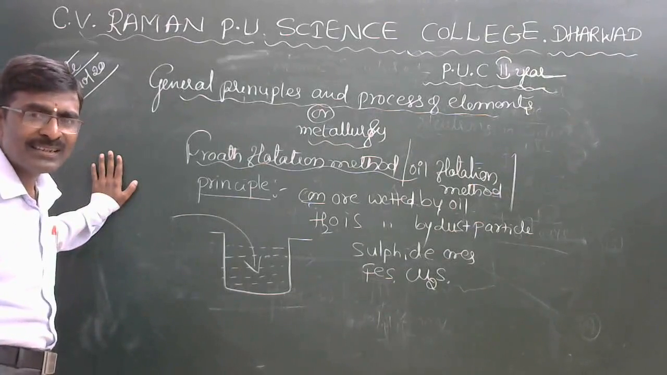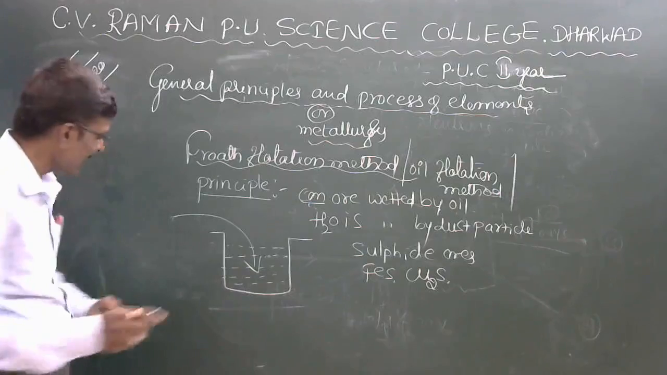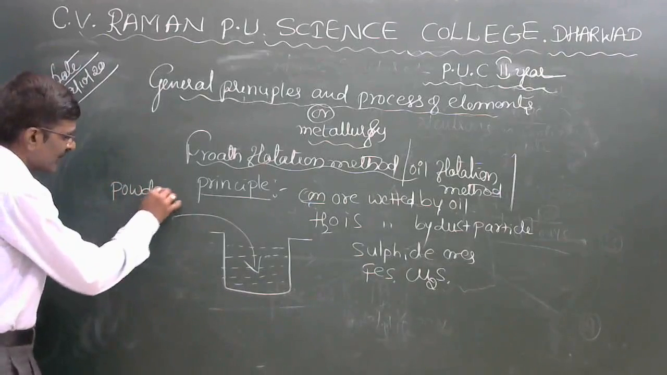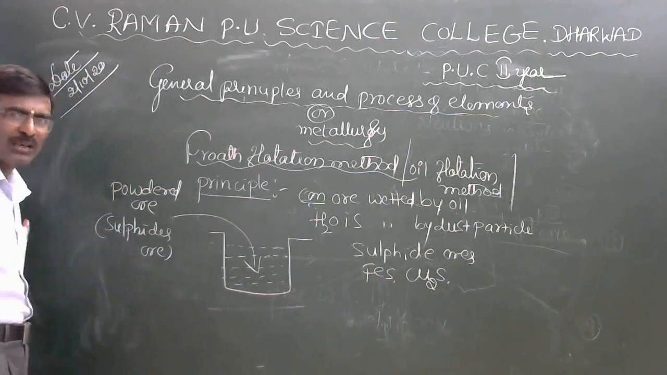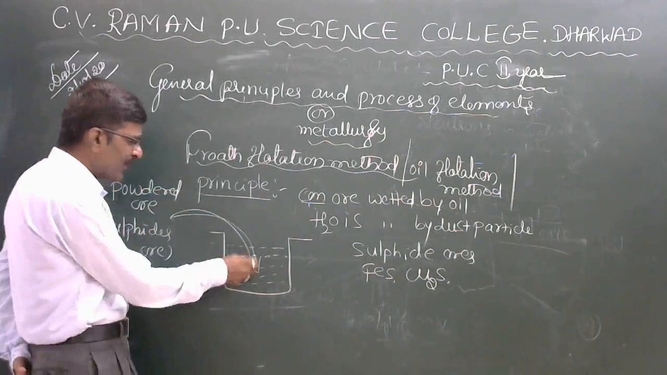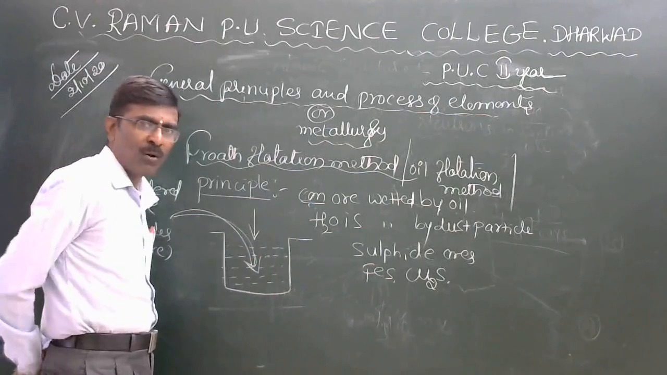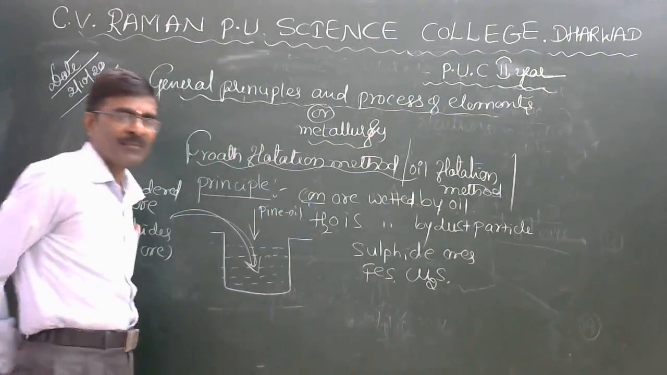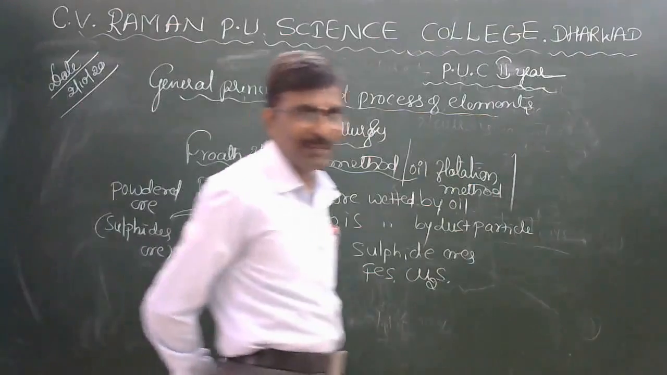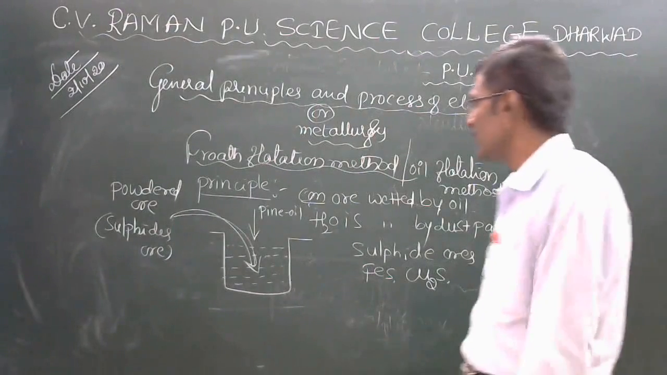So water is taken in a large tank. The finely powdered ore, that is sulfide ore, is dropped into the tank. And simultaneously we add pine oil, or eucalyptus oil. The main things are pine oil and eucalyptus oil.